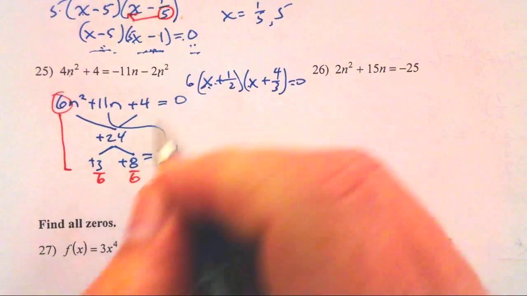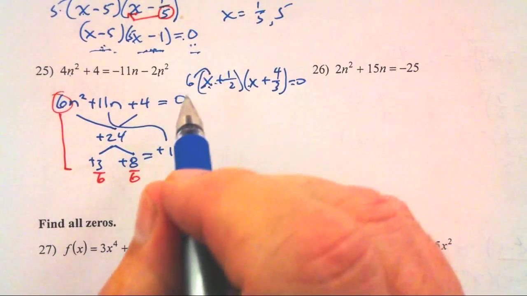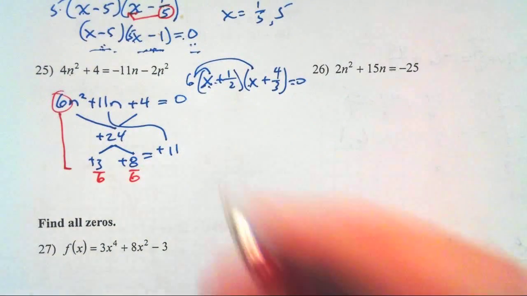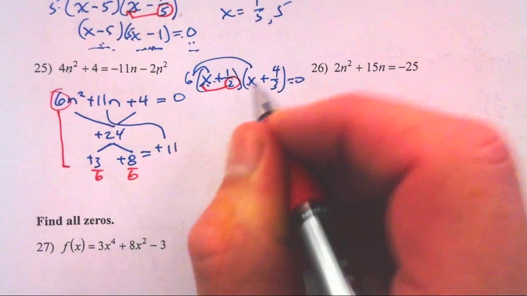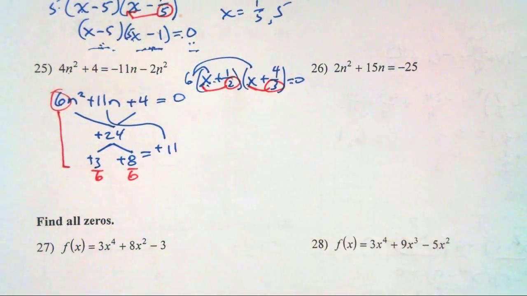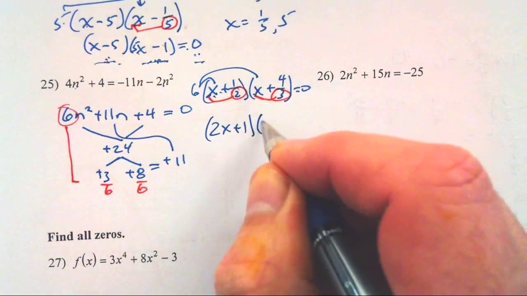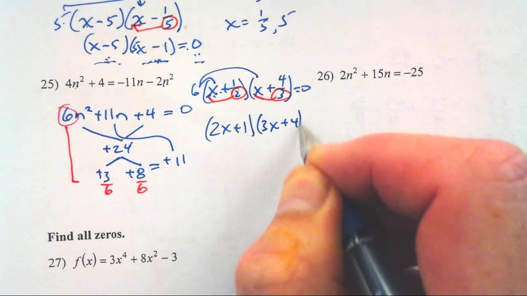There really needs to be a 6 here. And I'm going to take 2 of that 6 and distribute it here and 3 there. But in effect, all I'm really doing visually is putting that 2 in front and that 3 in front. So I get 2x plus 1, 3x plus 4 equals 0.